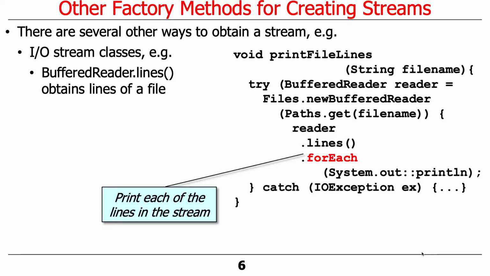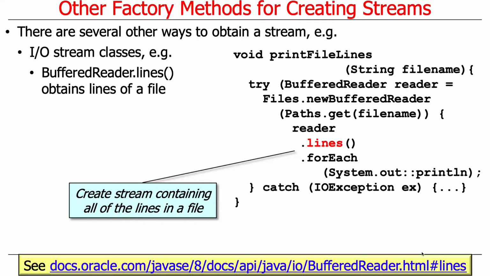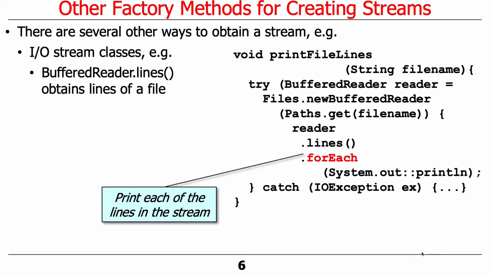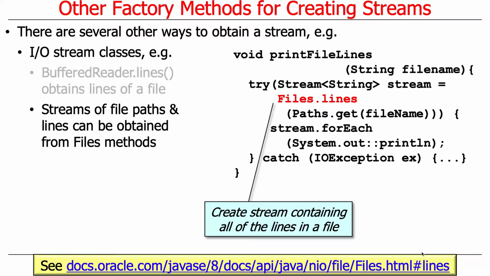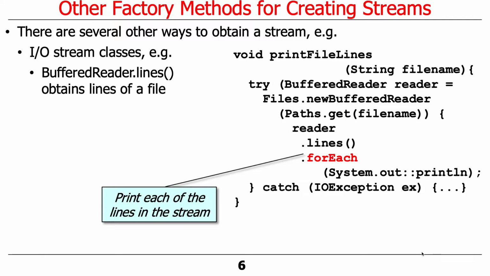It's kind of interesting if you take a look at this. So this is the overall approach. We're going to create a stream containing all the lines in a file. Then we're going to print those out. And as you can see in this case, this is the method that we use to create a stream. So that's one way to do it, using the BufferedReader.lines method.